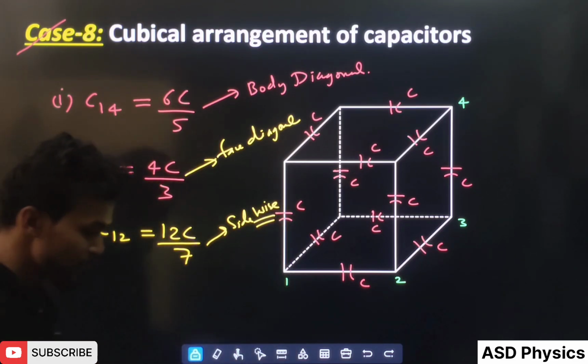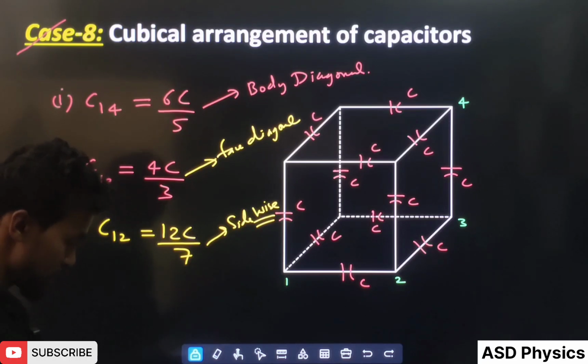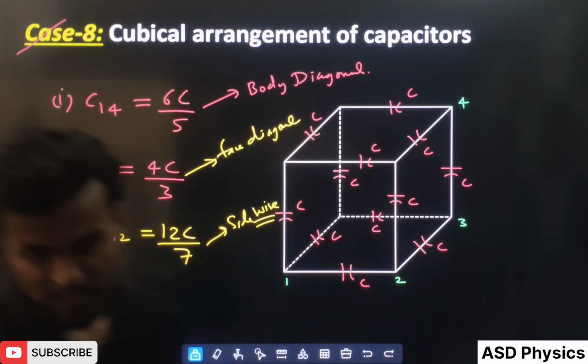Anyhow, correct only. So what is there, students, here? One is 6c by 5. Next one, what is there? 4c by 3. And next one, what is there? 12c by 7. Correct only. So just see it very well.